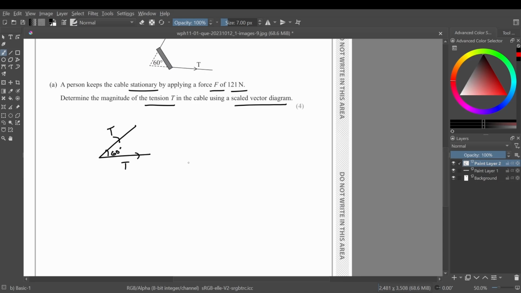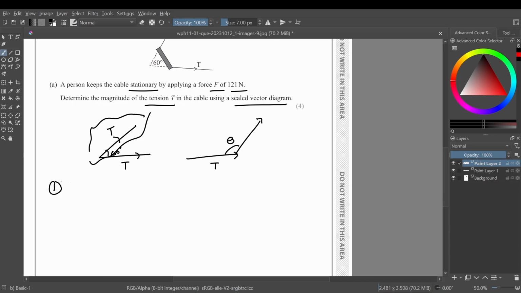Now, as you know, the head to tail rule for the vector diagram: this is your first line, right? And your second line starts from the head of the first line. So this is your second line, which is this tension right here. And we don't know at what angle this line is, so we need to find it out. There are two ways to find it out.